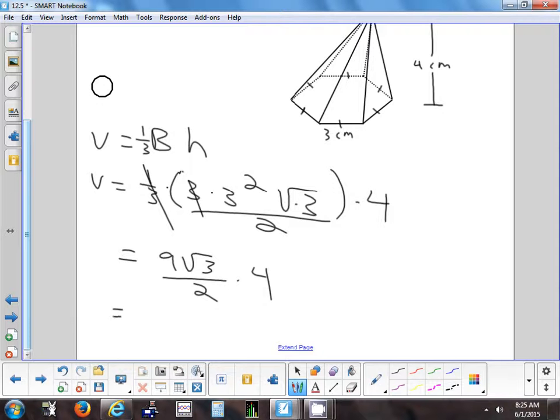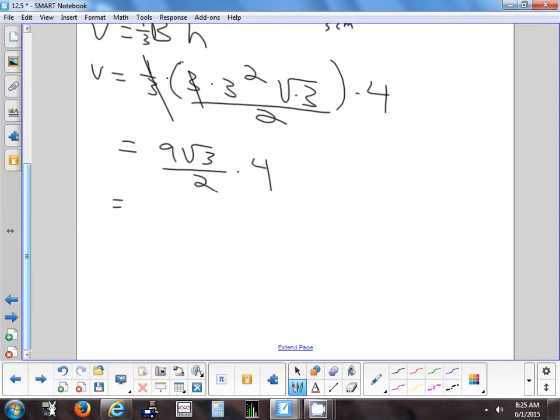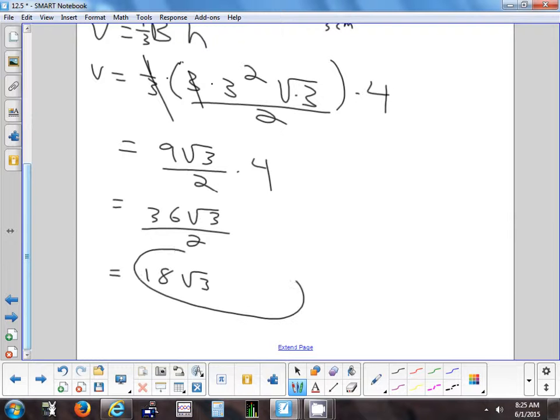Okay, 9 times 4 gives me, how much is 9 times 4? 36. Square root of 3 over 2. Now I can divide 2 into 36. Jacob, what's 36 divided by 2? 18. Yep, 18. So there's your final answer, 18 square root of 3. What were our units? Centimeters? So how should I write my label? Because it's volume. Connor? Centimeters cubed.